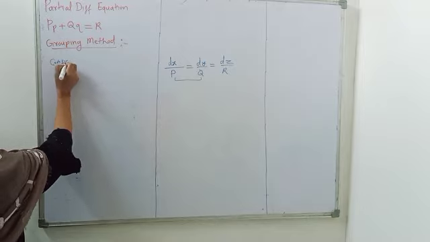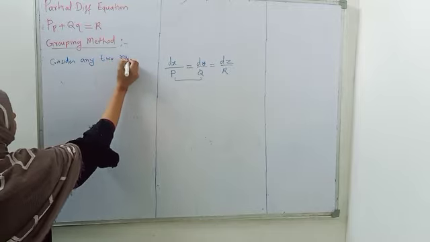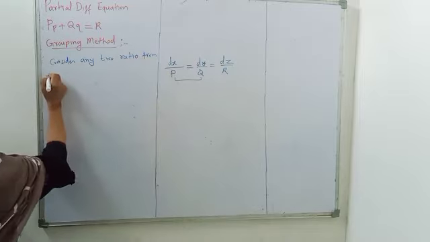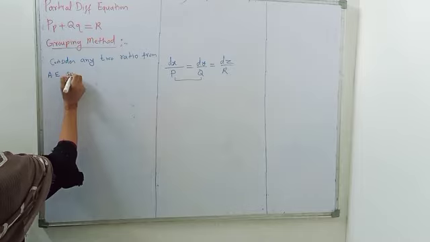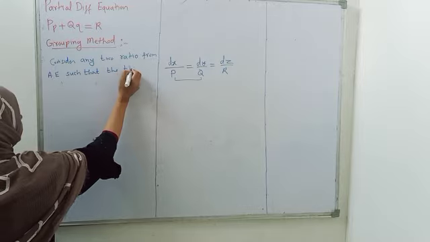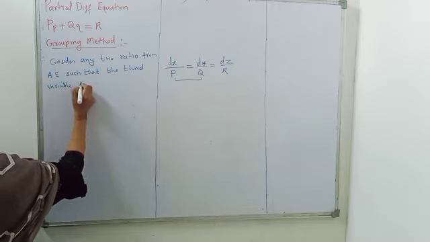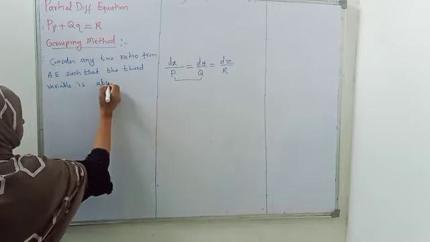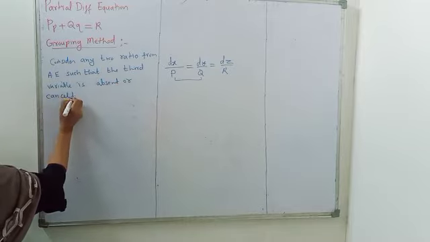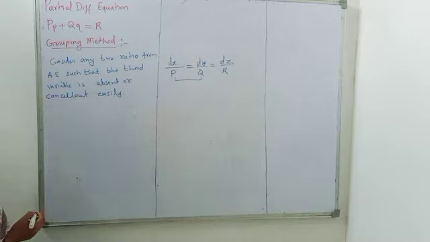consider any two ratios from the auxiliary equation such that the third variable is absent or cancels out easily. Remember, this is a very important point.